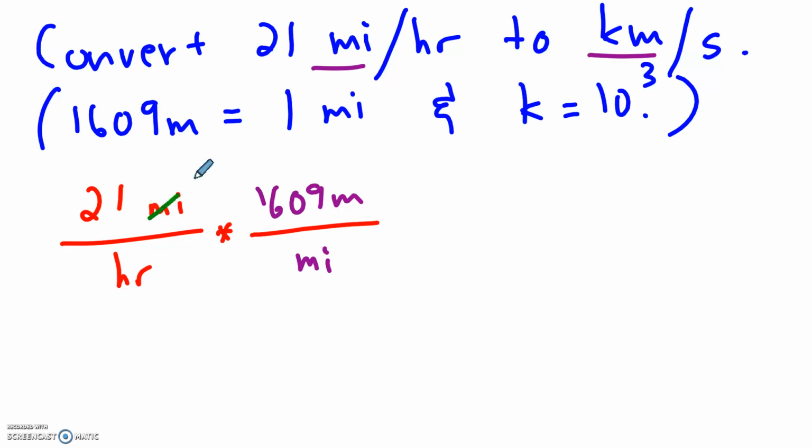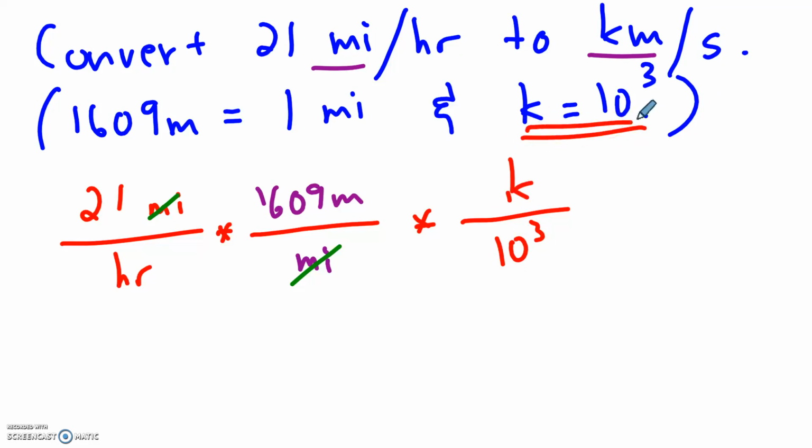So I will cancel out my miles. I'm now in meters per hour, but I want to be in kilometers. So I have to add a kilo. The kilo should be in the numerator next to the meters. And what do I put on bottom? 10 to the 3, because that's what a kilo equals. How do I know? From this equation. So now I've converted, I've gotten rid of my miles. I have kilometers.